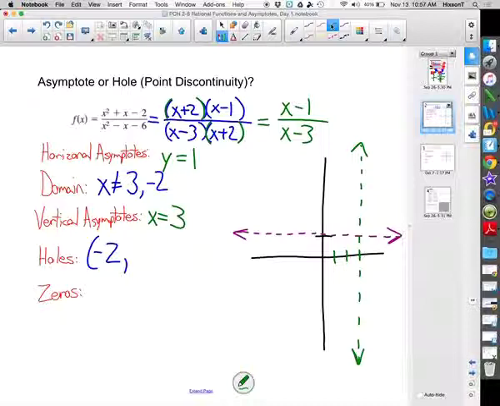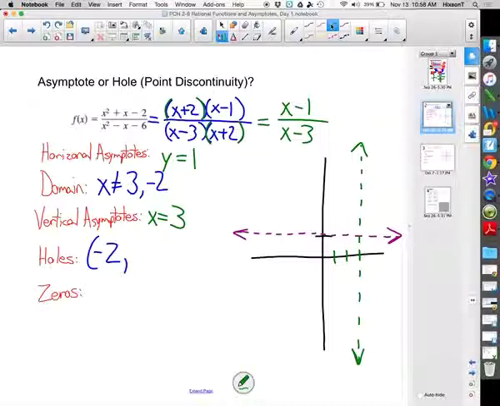Now, when x is negative 2, if I plug that into my original function, I'm going to get something undefined, right? So, what am I going to have to do to find out where this hole is? Plug it into the reduced one, okay? So I plug it into the reduced one.